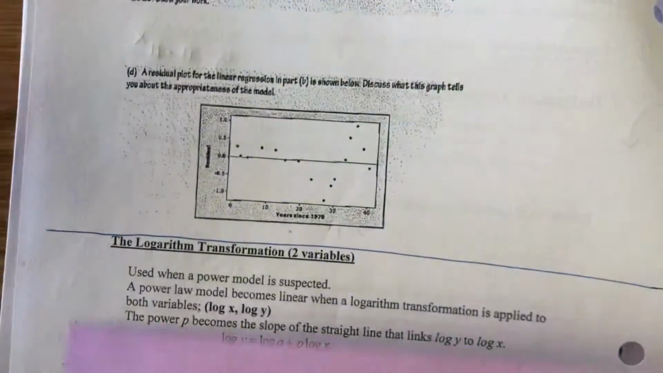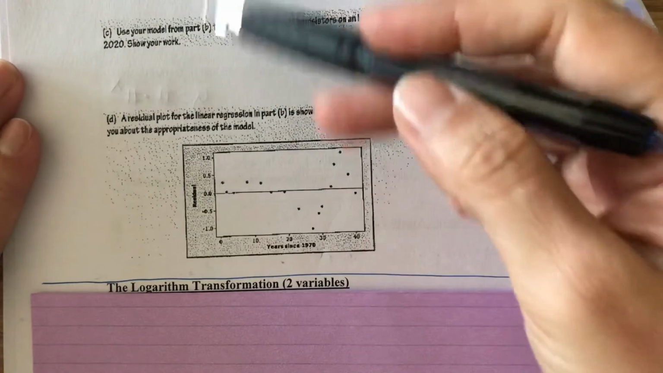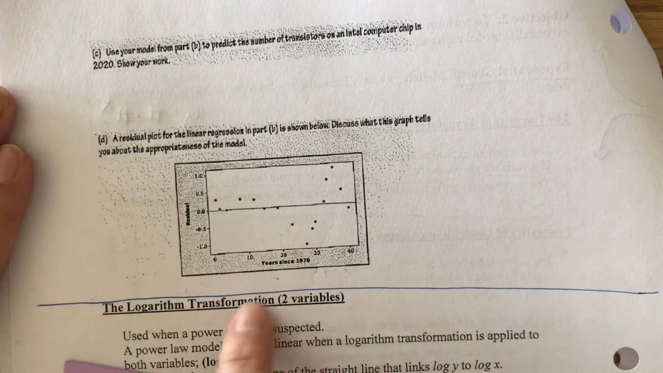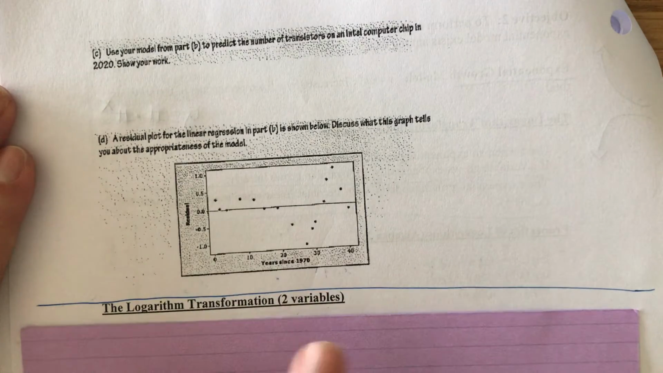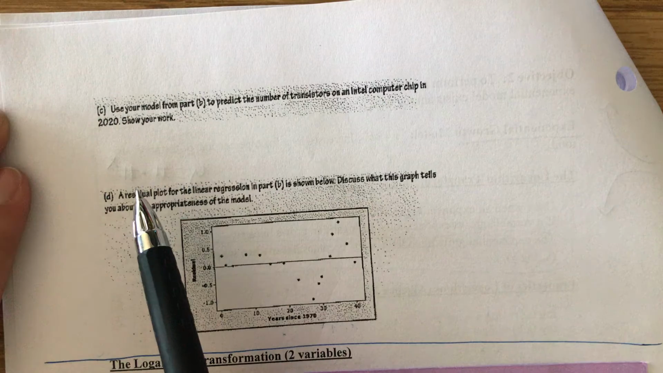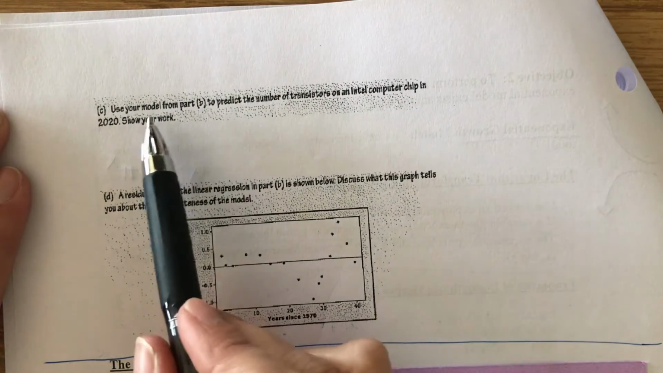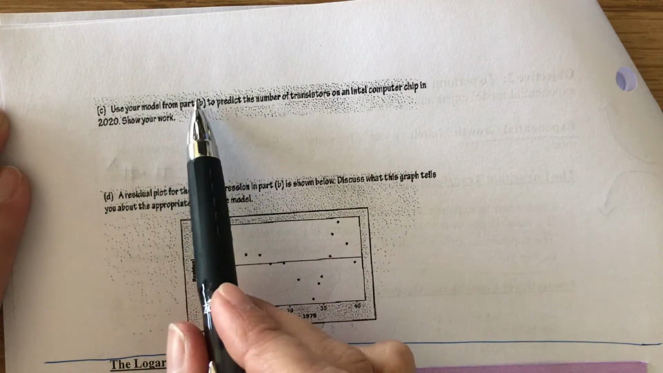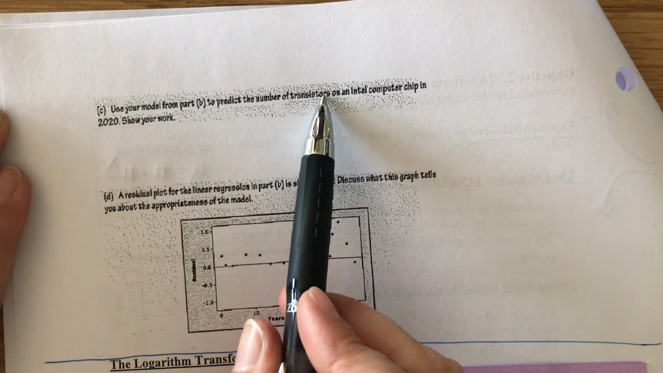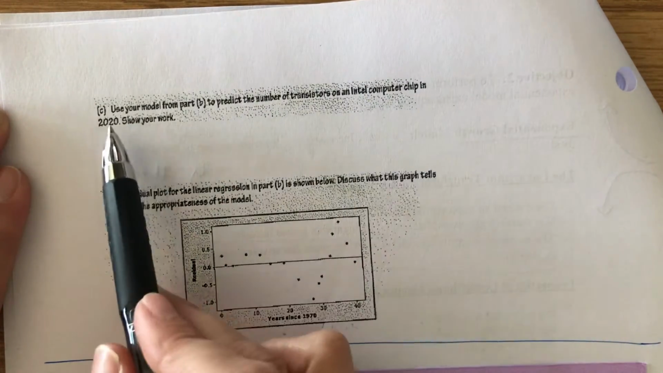All right, so we just have these two problems here to work on, and then we're going to pause for today, and I will pick up with taking the log of two variables. We'll do that in class together. So what we want to do is really look at how we can work on this problem. How are we going to use our model from the previous page to predict the number of transistors on an Intel computer chip in 2020?